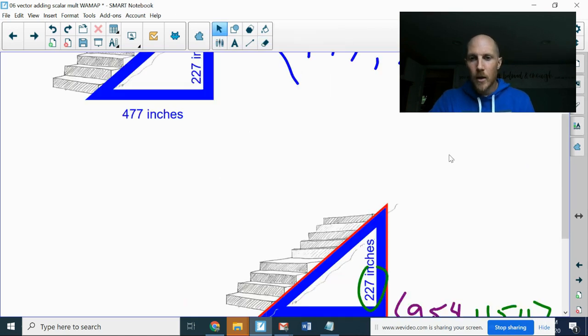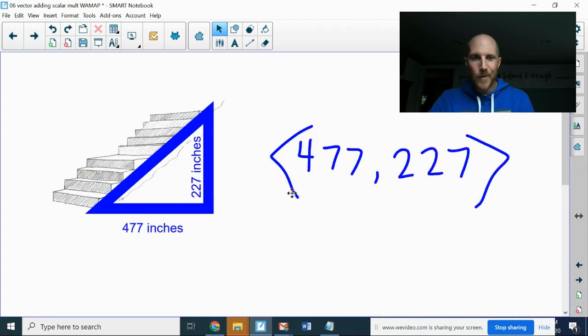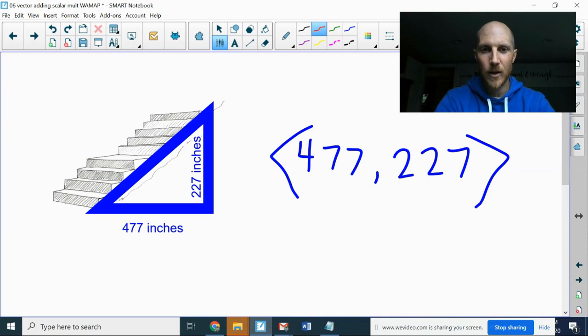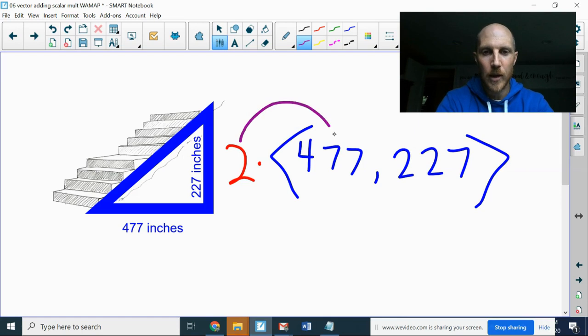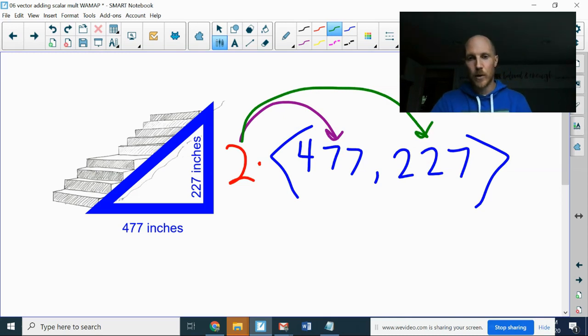All right. If we think about it, if we have two staircases, wouldn't that be kind of like just taking our component form of the single staircase here and multiplying it by 2? The answer is yes. It's exactly like that. So it's kind of like distribution, right? We're going to take this 2 and multiply it by the x component. That'll tell us the new x component. And we're going to take that 2 and multiply it by the y component, and that'll give us our new y component.